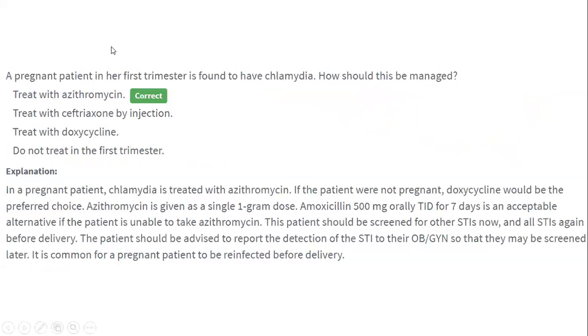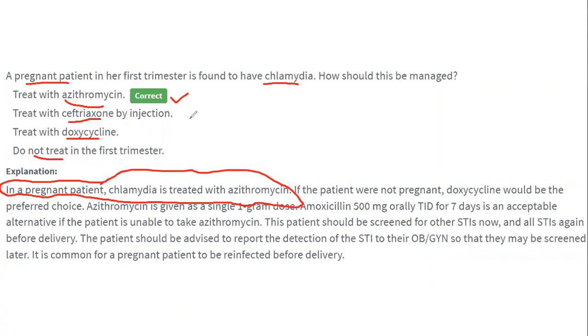But next question. A pregnant patient in her first trimester is found to have chlamydia. So chlamydia is an STI or STD. How should this be managed? What medication is good? Erythromycin, ceftriaxone, doxycycline, or do not need to treat in the first trimester? So the correct answer is azithromycin. In a pregnant client, chlamydia is treated with azithromycin. So we need to learn it for the board exam.